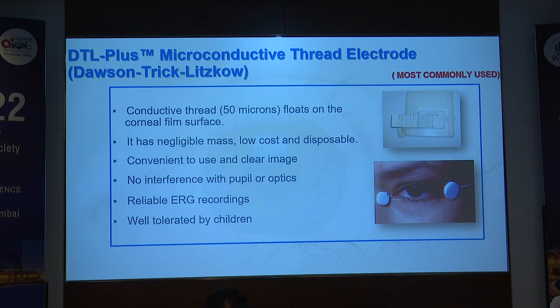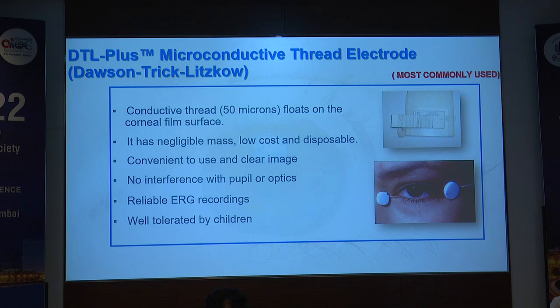Then, the most commonly used electrodes are the DTL plus type of electrodes, which we are seeing in the picture. These are conductive wires, 50 microns, negligible mass, low cost and disposable. Convenient to use, and they give very clear images. No interference with pupillary optics.